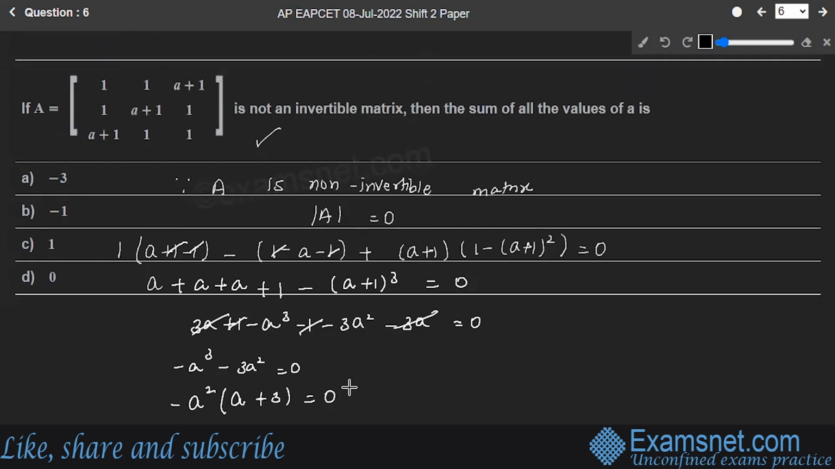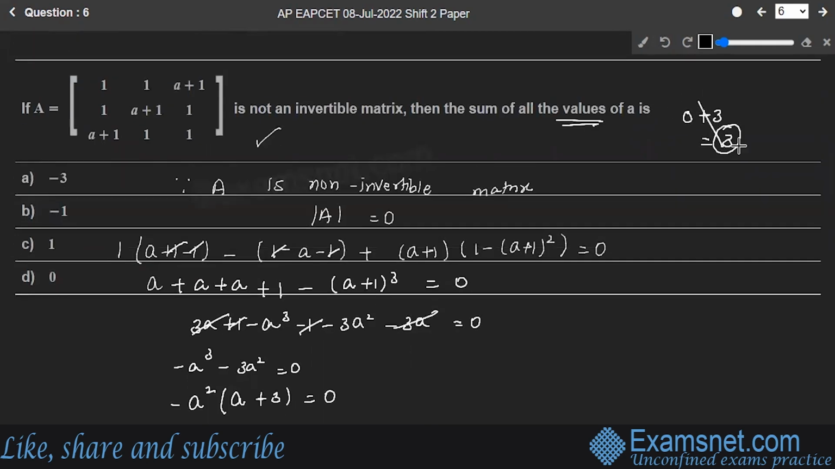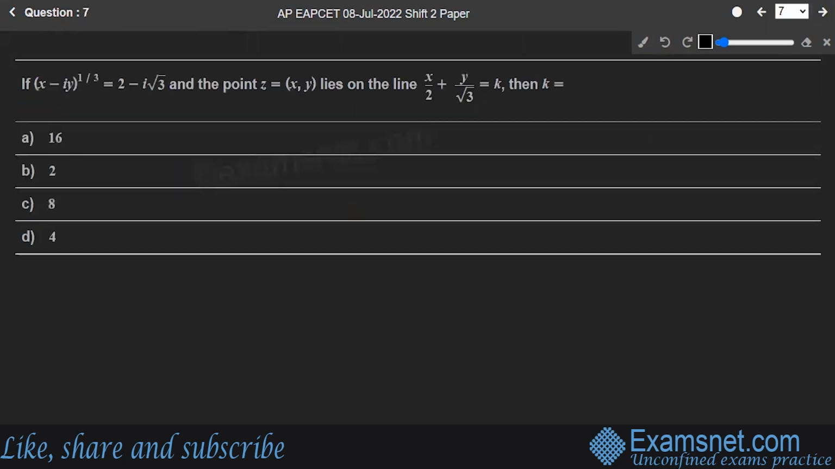Now it's asking for the sum of all possible values of A. There were two possible values of A, that is 0 and minus 3, so the sum is equal to minus 3. Option A is the correct answer for the question. Clear? Next is question number 7.